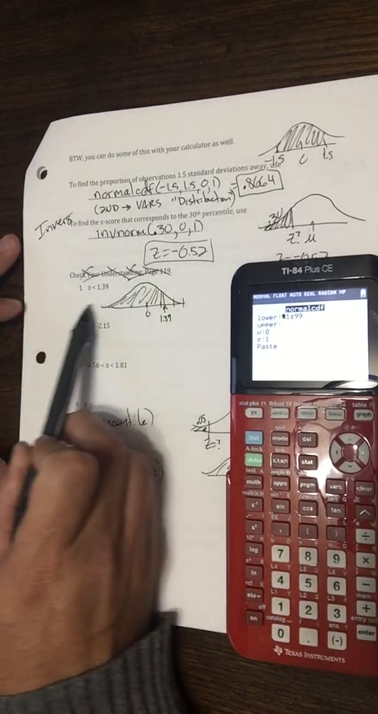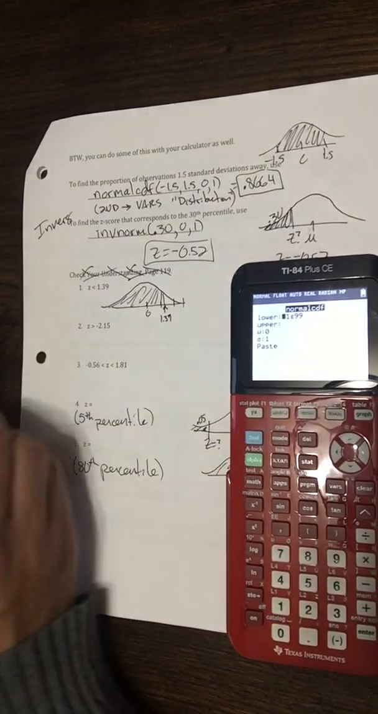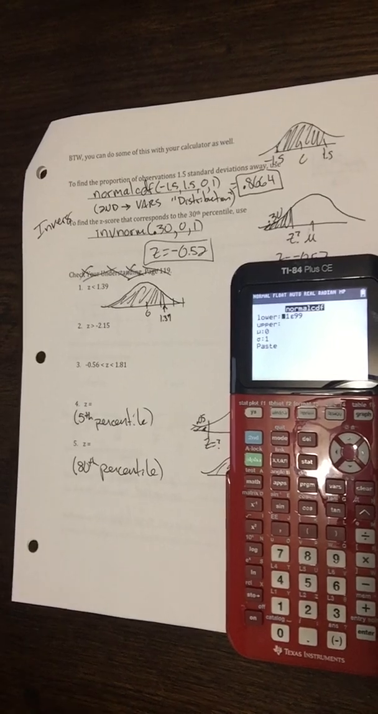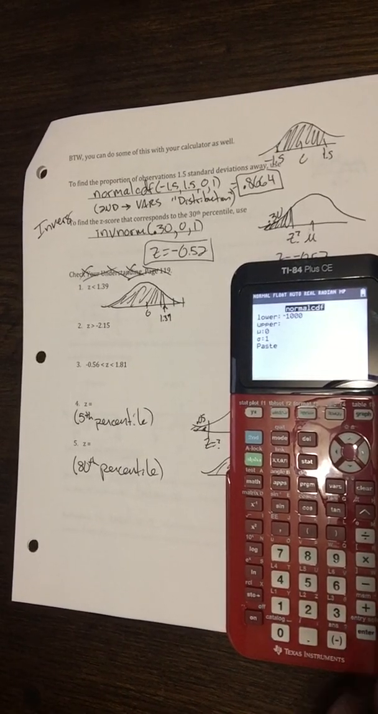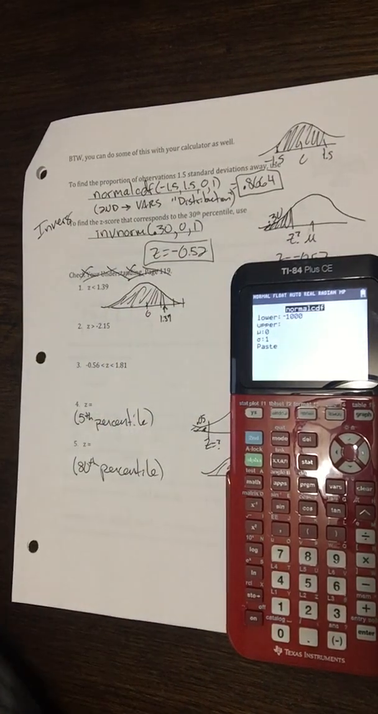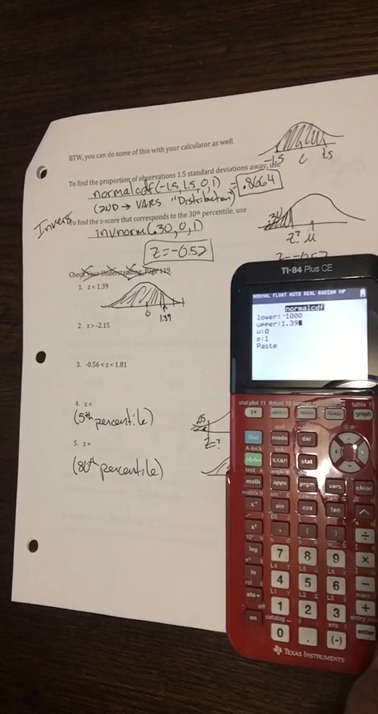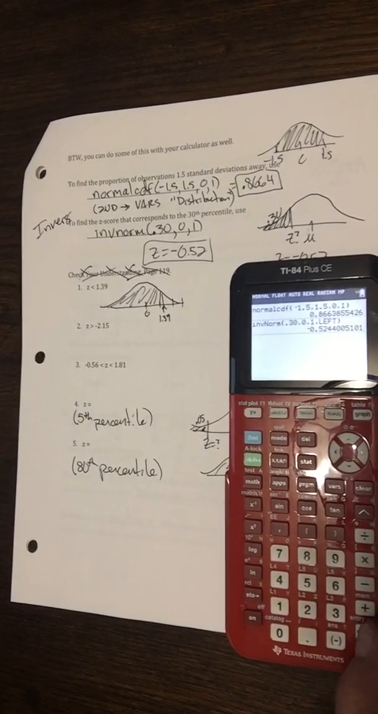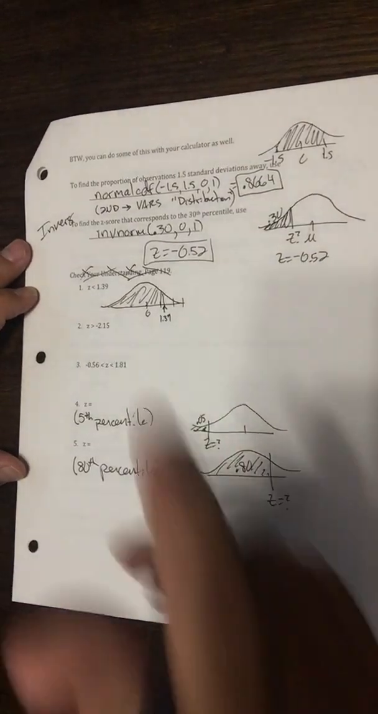Here's what we're going to do. We're going to pick a number ridiculously far on the left here to incorporate all of that data. So watch what I'm going to do. I'm going to put -1,000. So I'm going to go from 0 past -1, past -2, past -3, all the way to -1,000. My upper number is 1.39. The mean is 0. The standard deviation is 1. And I get 0.9177.